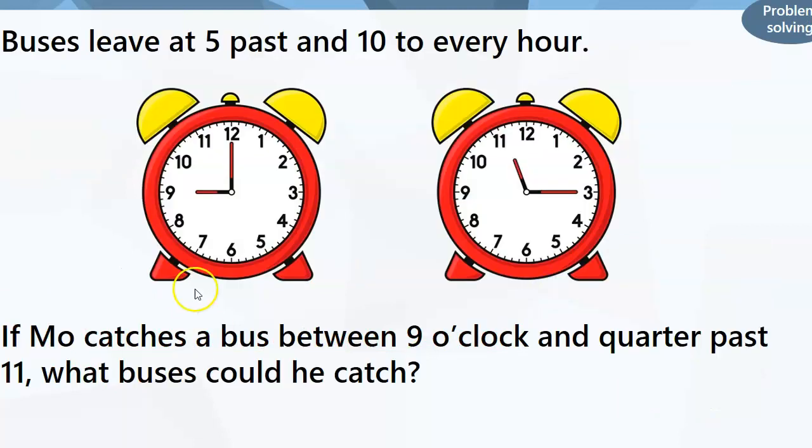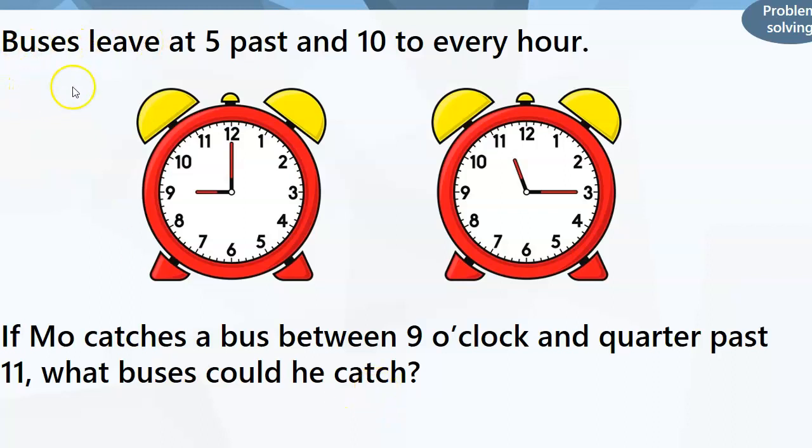Buses leave at 5 past and 10 to every hour. So that means 10 minutes to every hour. If Mo catches a bus between 9 o'clock and 11:15, what buses could he catch?